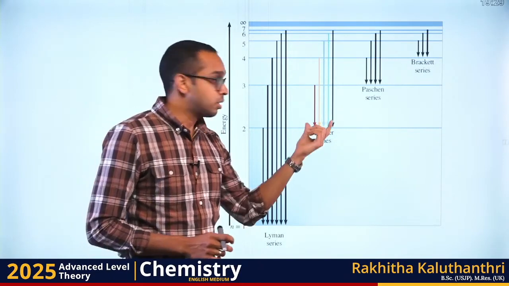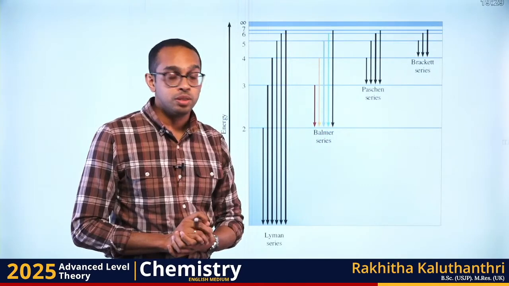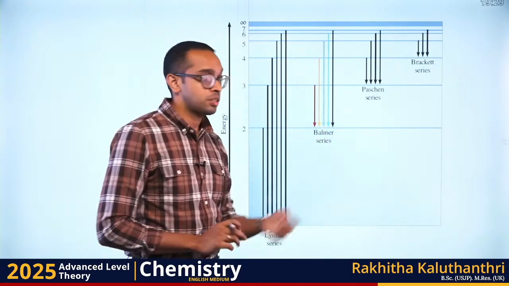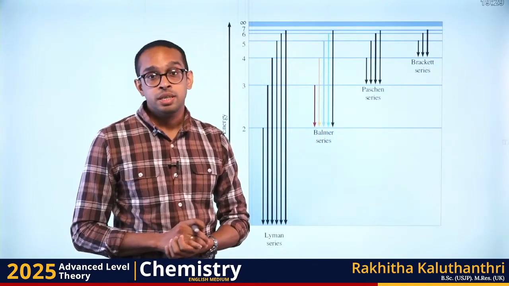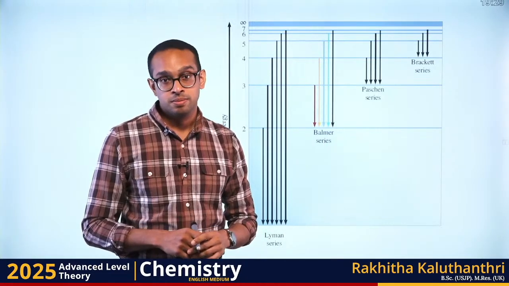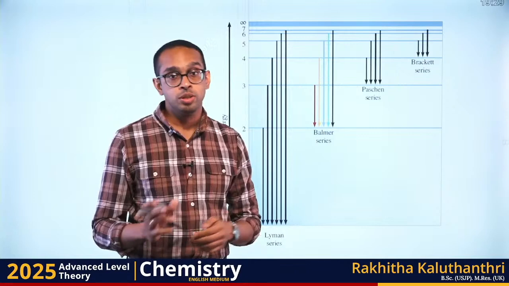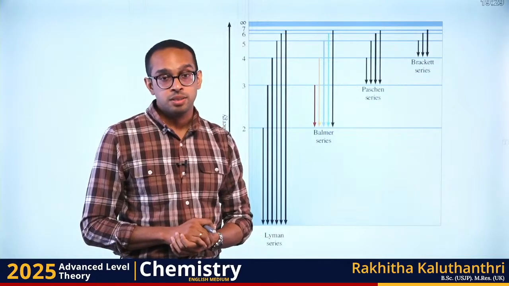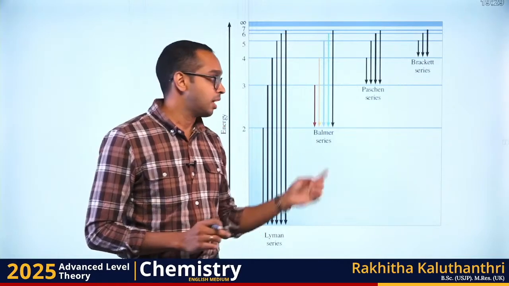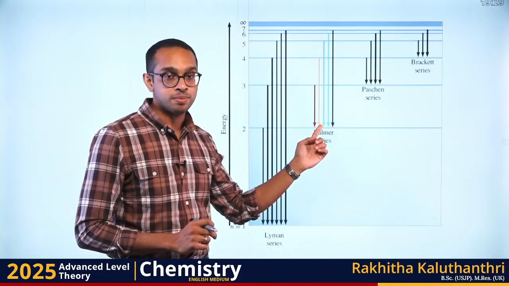Now some of these electron transitions are going to produce radiation that falls within the visible light region, right? The 390 to 750 nanometer range. So therefore this radiation has colors. That's why some of these arrows are colored.